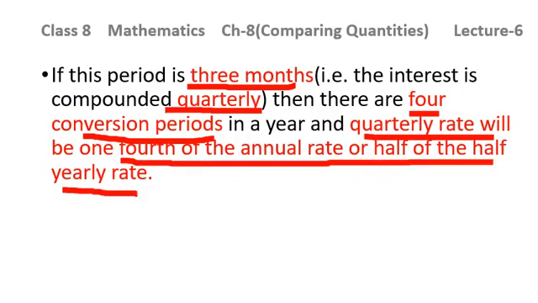It is quite obvious. If this period is 3 months, it means the interest is compounded quarterly. How many quarters are there in 1 year? 4 quarters are there. So 3 months is the period of 1 quarter. So 4 conversion periods in a year, and quarterly rate will be 1/4 of the annual rate, because there are 4 quarters in a year, 4 conversion periods in a year. So it will be 1/4 of the annual rate.